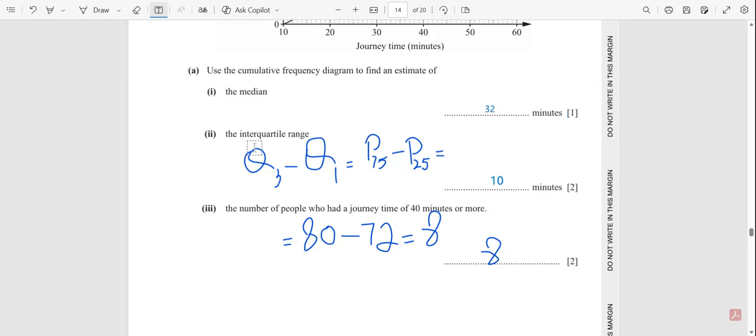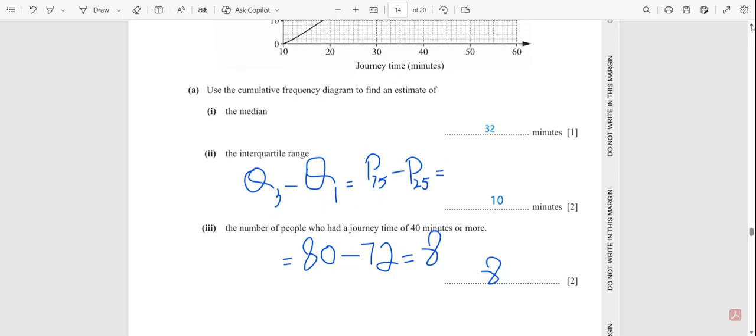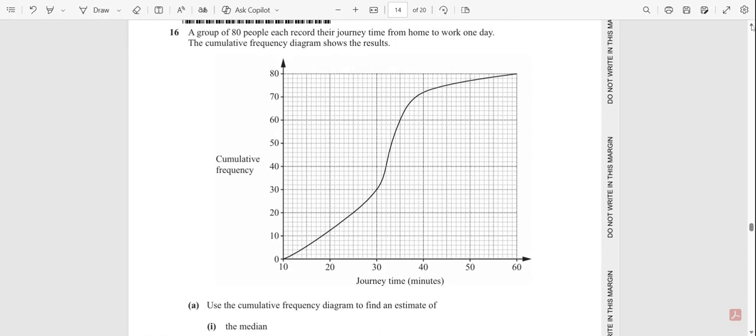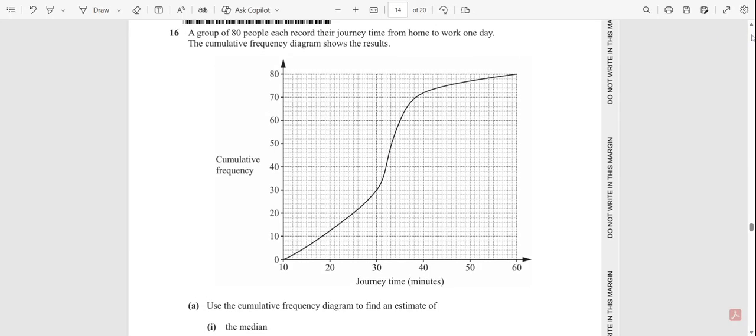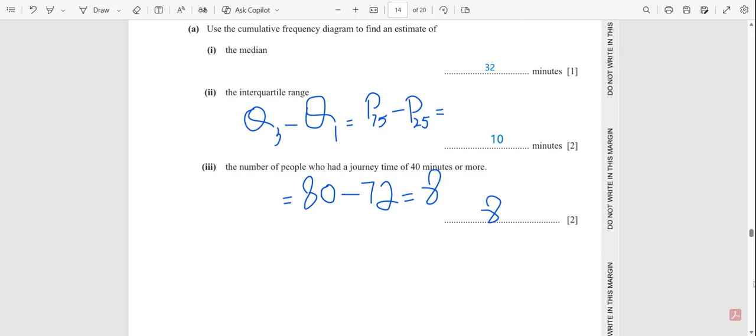The interquartile range is given by Q3 minus Q1. So that is the 75th percentile minus the 25th percentile, which is 10 over here. Now, the number of people who had a journey time of 40 minutes or more. 40 minutes corresponds to 72, and the total number of people is 80. So 80 minus 72 is 8.